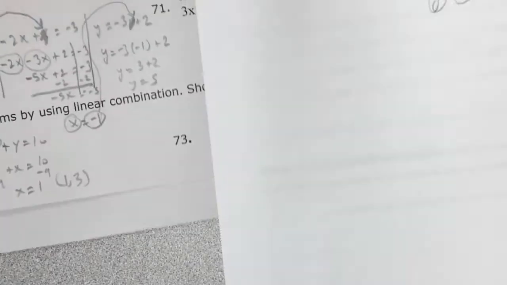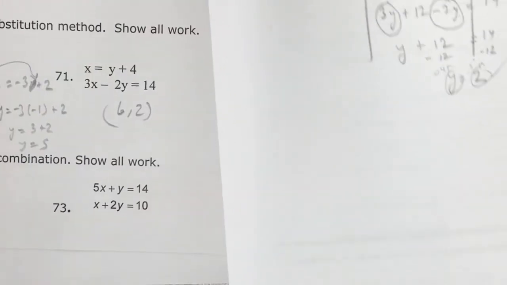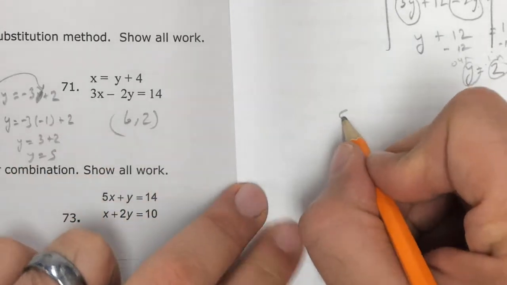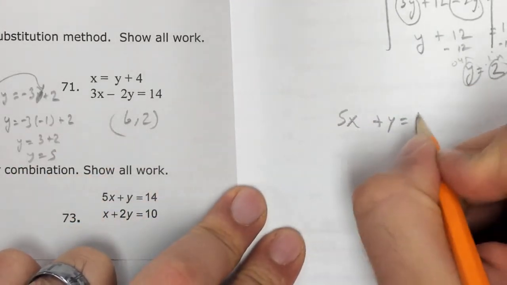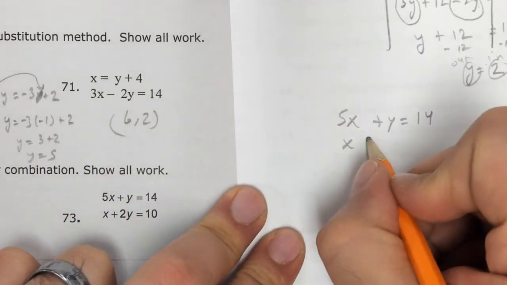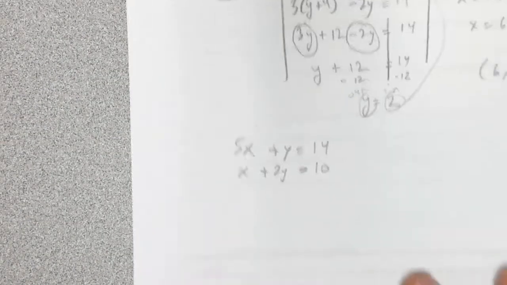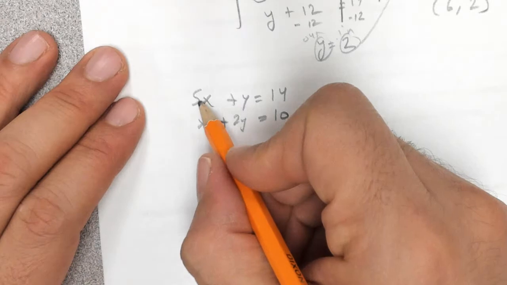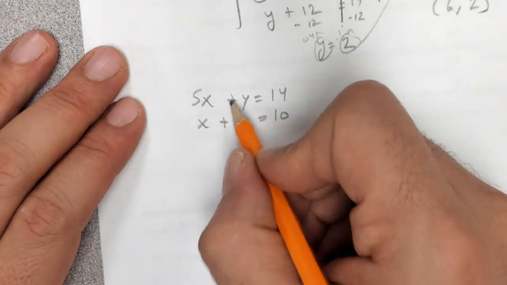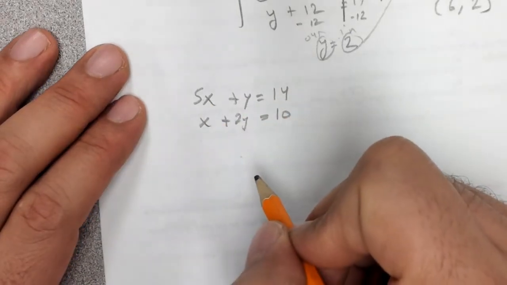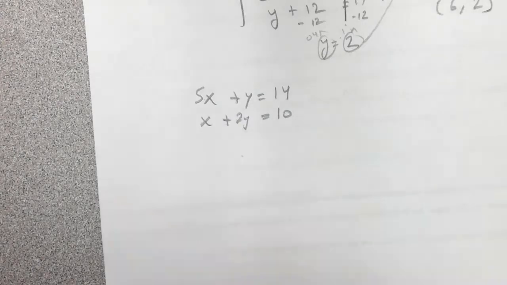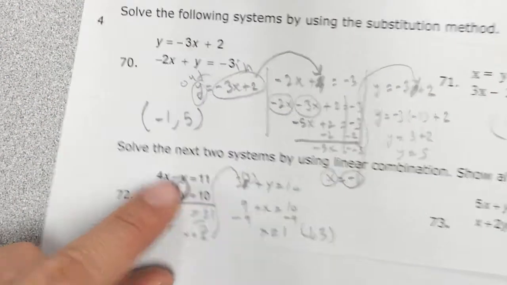Now the next one requires a little bit more work, so we're going to write it on a separate sheet of paper. We have 5x plus y equals 14, and x plus 2y equals 10. And I want to get rid of them, but if I just straight up read them, 5 plus 1 is 6, 1 plus 2 is 3, none of the letters crossed out. Remember, they have to cross out in order for us to do our work.